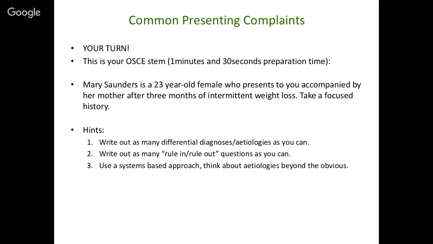All right, so without looking at the next slide, can we just yell out a few differentials? Stress. Yep. Good. It doesn't say how much weight loss, so stress is a highly likely probability. Yep, anorexia nervosa or bulimia. Celiac, or any other malabsorption disorders like Crohn's and things like that as well. Any others? Yep, malignancy. Less likely in a 23-year-old, but it still happens. Yep, hyperthyroidism, so an increased metabolic rate and weight loss. Good, all very good suggestions.